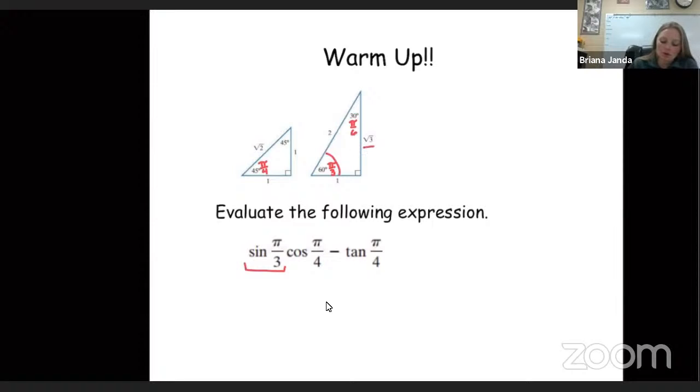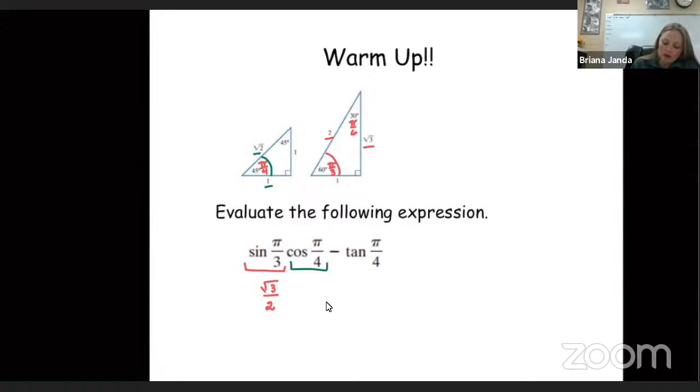Sine is your opposite over your hypotenuse, so it'd be the square root of 3 over 2. So then we would go to our next one, cosine of pi over 4. Pi over 4 is your 45 degrees. Cosine is your adjacent over your hypotenuse.